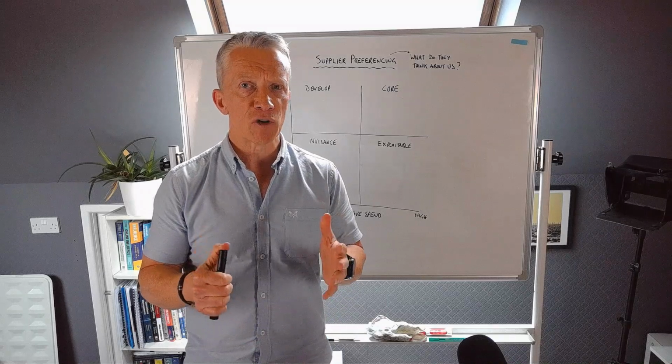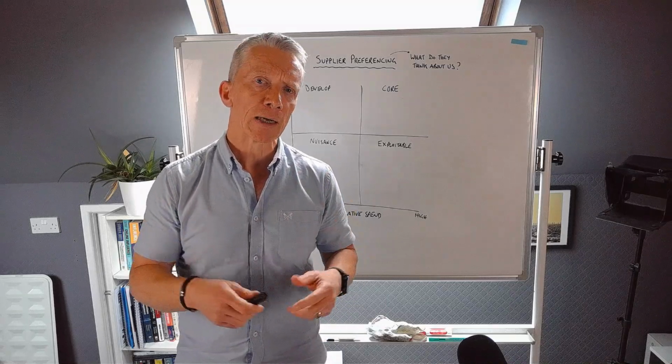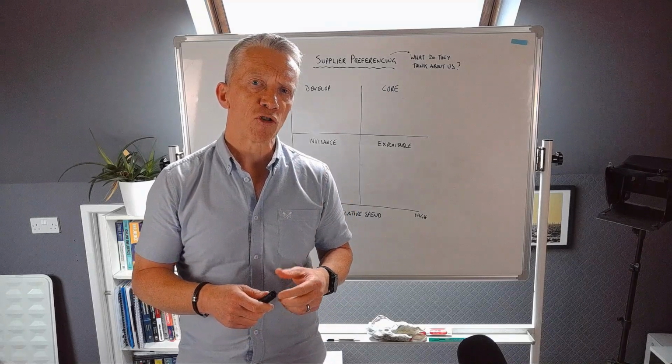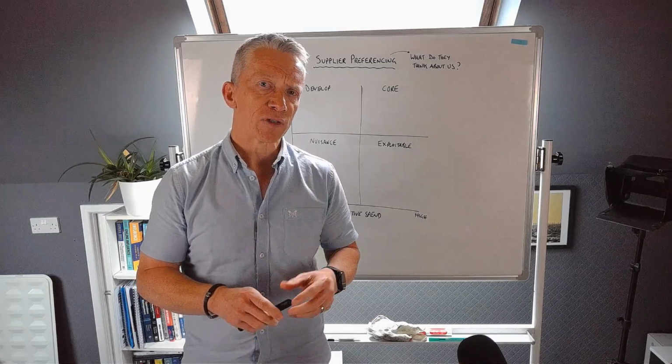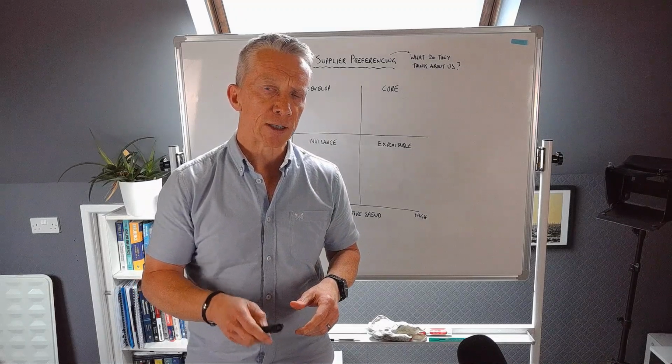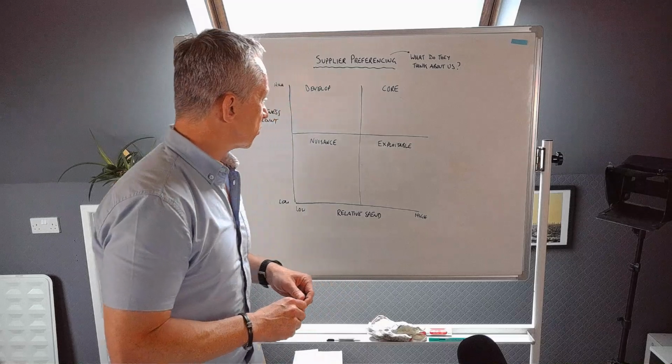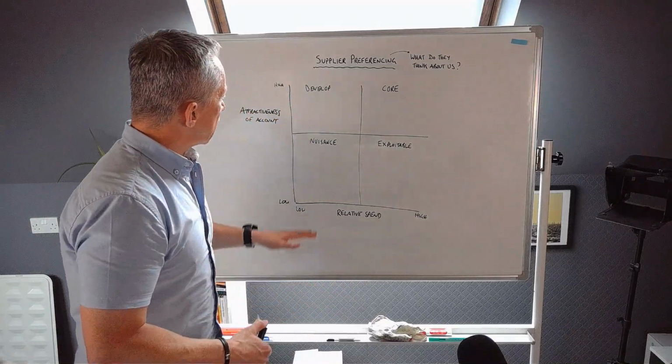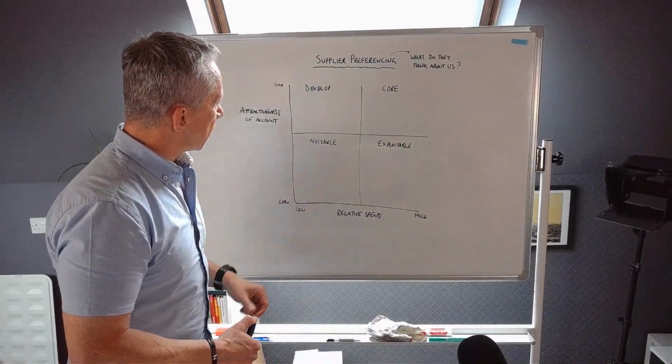But I think it's really useful to start thinking about how you can become more attractive to the supplier if you perceive your situation as being risky. Talking of which, let's have a look at these boxes. Let's have a look at the nuisance quadrant here.